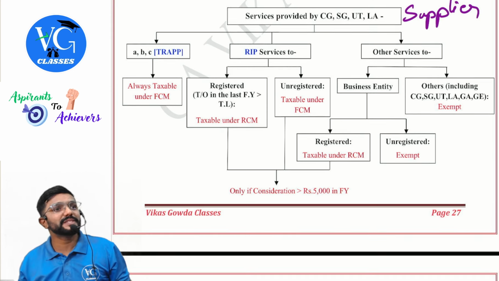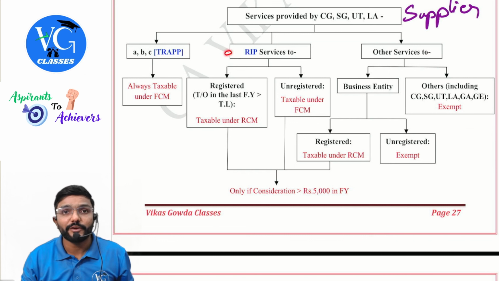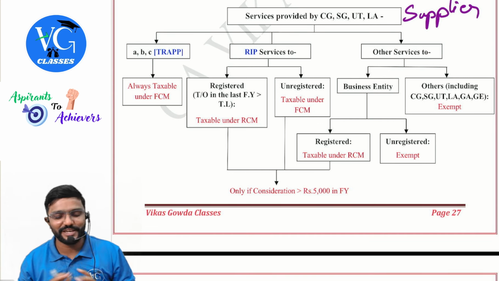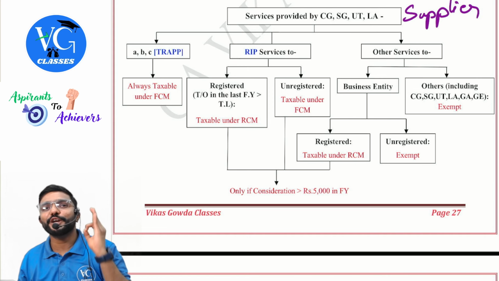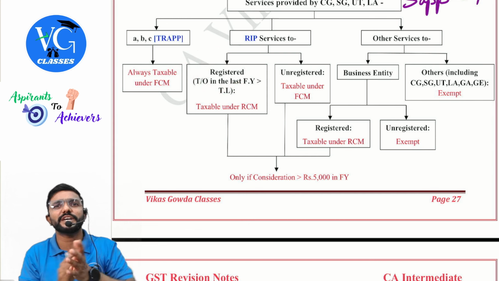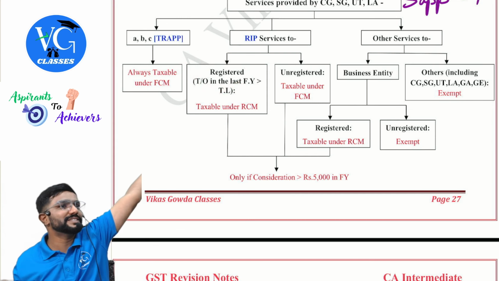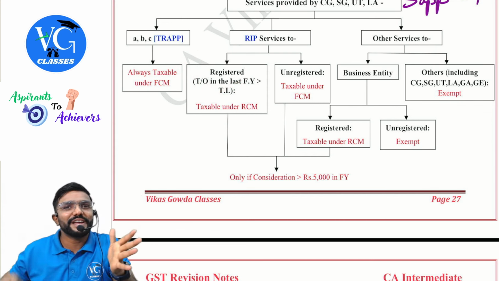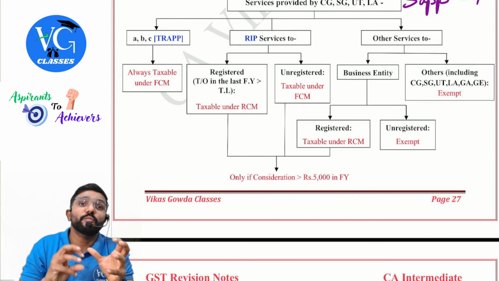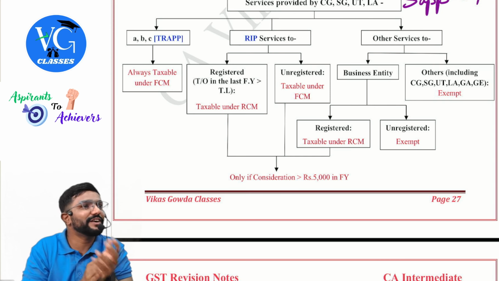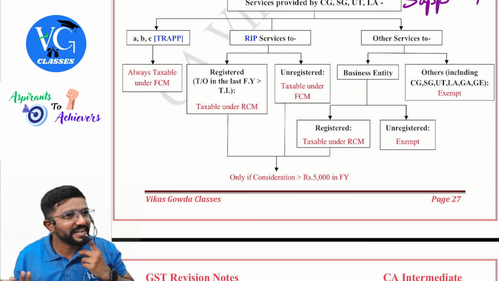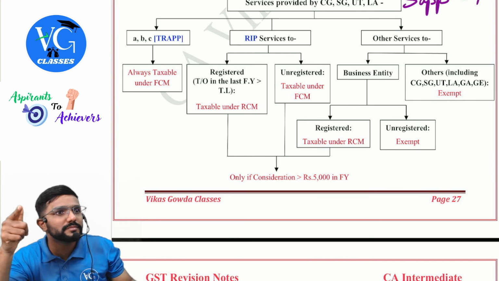Okay, RIP services: renting of immovable property. RIP means, sir, not what you are thinking about. RIP means renting of immovable property. If it is to a registered person, when will a person be registered? If his turnover in the last year has crossed the threshold. Simple. Now they are referring to last year's turnover. In the last year, if the turnover is more than 20 lakh, 10 lakh, or 40 lakh, obviously by the current year you would have been registered.